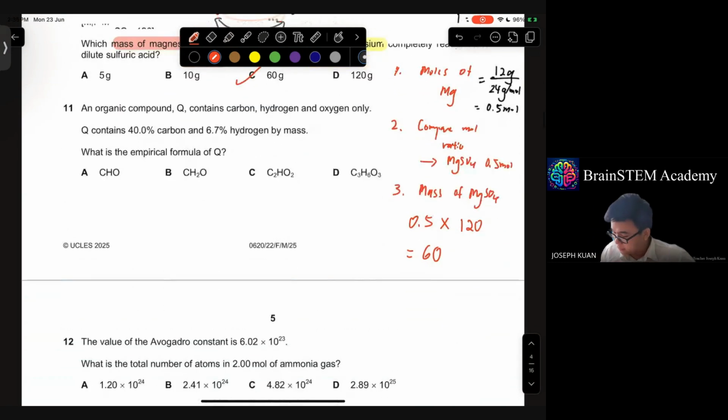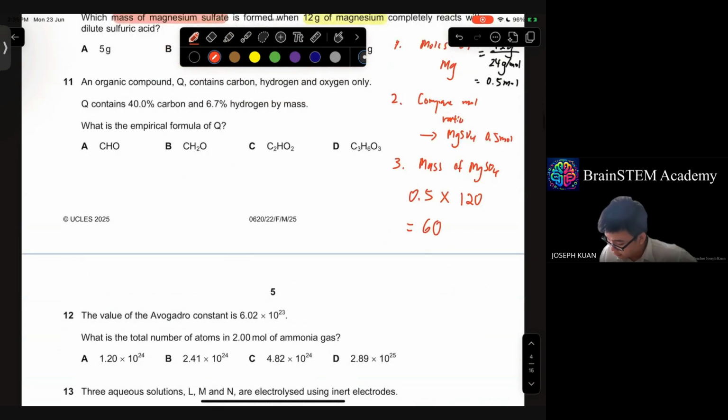Question 11. An organic compound Q contains carbon, hydrogen, and oxygen only. It's given that this compound has 40% carbon and 6.7% hydrogen by mass. What is the empirical formula of Q?